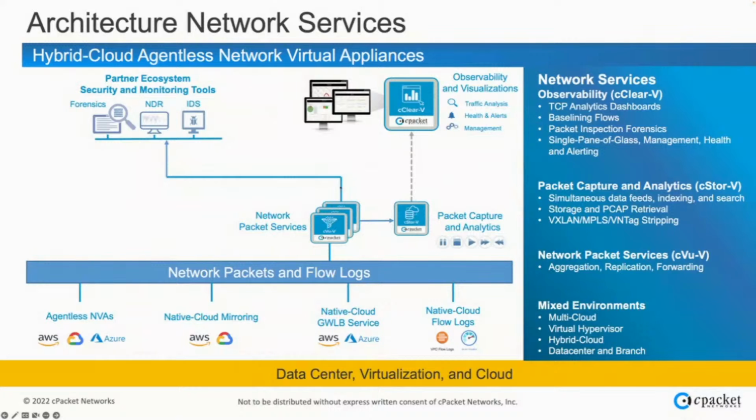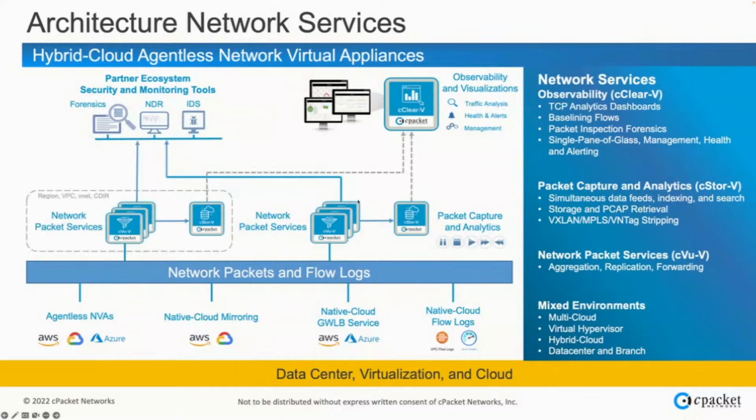So this is a simple diagram here, but you're more likely going to have multiple points in the network that you're going to want to monitor. And so you would have multiple points with the C view presence and then multiple C-Stores in the environment as well, feeding up to a single pane of glass with the C-Clear V there.